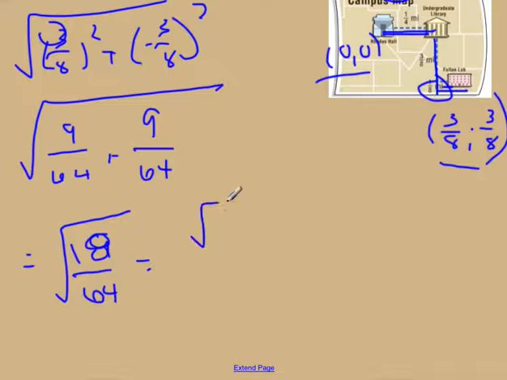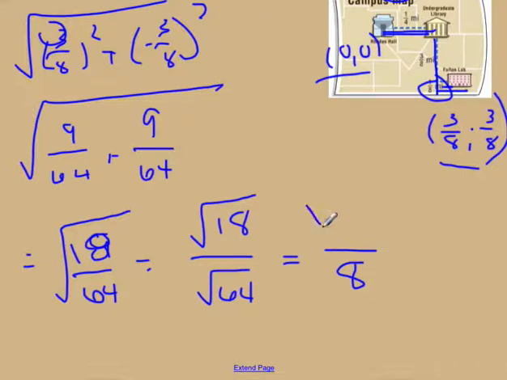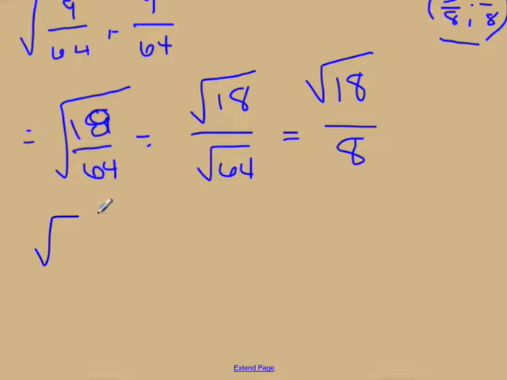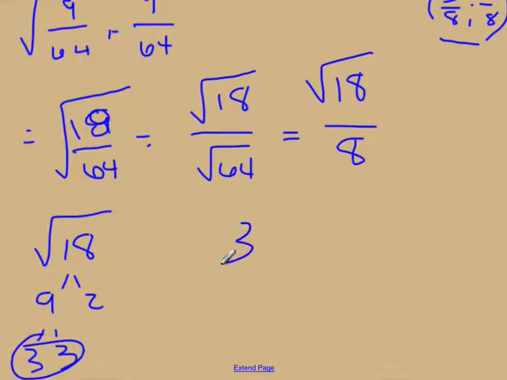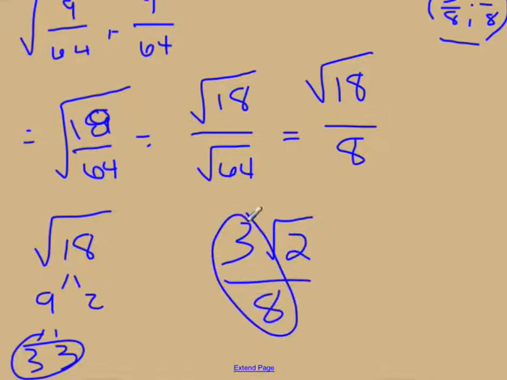So now I'm going to split up those two radicals. I'm going to have the square root of 18 on top and the square root of 64 on the bottom. Well, the square root of 64 is just 8, and then I have the square root of 18 on top. So I need to break down the square root of 18. I can break it down to 9 and 2, and then 9 I can break down to 3 and 3. So I'm going to take out a pair of 3's, and left underneath the radical is 2, and that's going to be divided by 8. Well, I can't simplify the fraction 3/8, so that's going to stay as is.